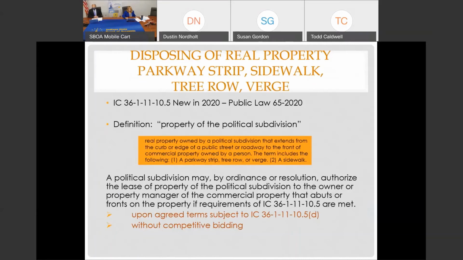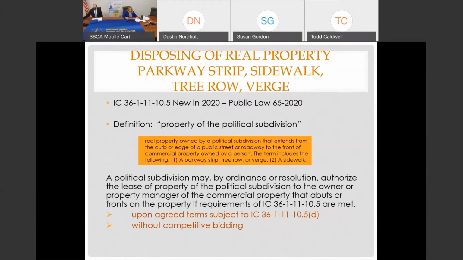Okay, this particular statute was new in 2020 through Public Law 65/2020. And it has to do with the disposing of real property that's owned by a political subdivision that extends from the curb or the edge of a public street or roadway to the front of commercial property owned by a person. The term includes a parkway strip, a sidewalk, a tree row, or a verge.